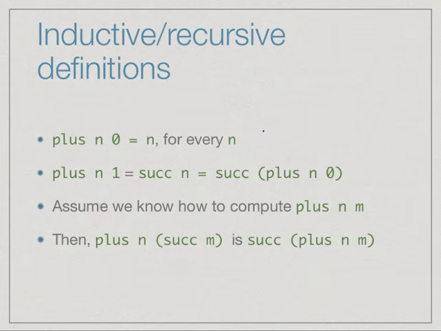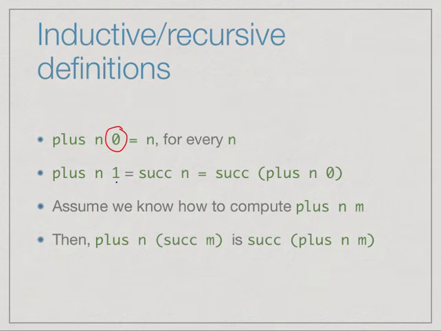So this brings us to the realm of inductive or recursive definitions. An inductive definition is one where we specify a base case and then we specify the value for larger arguments in terms of smaller arguments. So for instance, we know that if we add 0, then we do nothing. So plus n 0 is always n. So this is the base case. We don't have to do any computation. We just return the first argument.